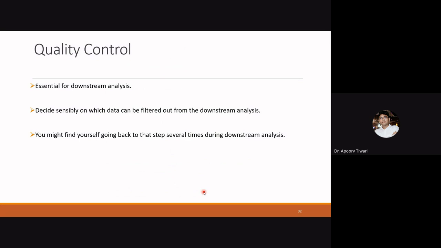So quality control, why quality control? Because it is essential for downstream analysis. Then decide sensibly on which data can be filtered out from the downstream analysis. And you might find yourself going back to that step several times during downstream analysis.